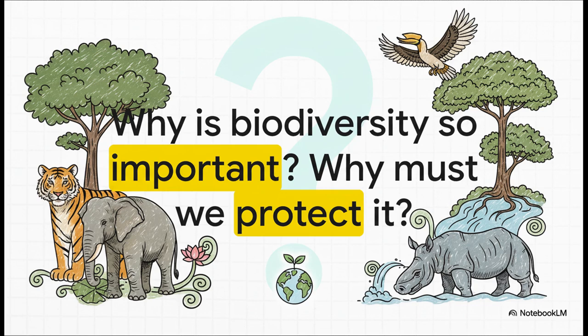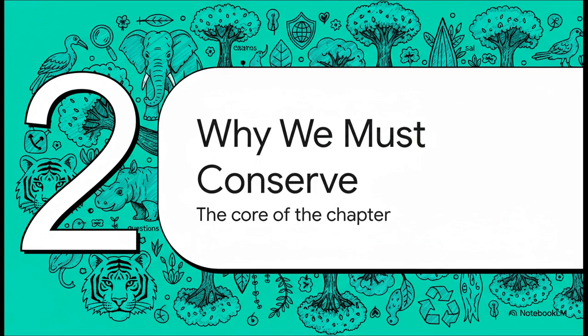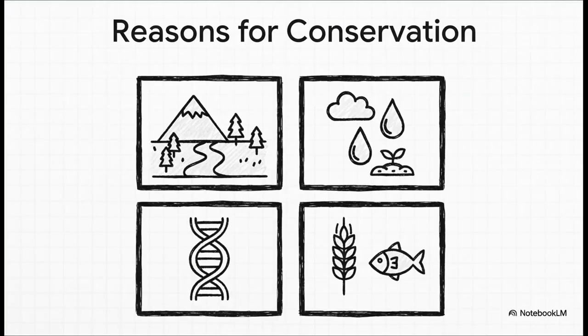So, this brings up a really important question, doesn't it? We know what biodiversity is, but why does it matter so much? Why do we have an entire chapter about protecting it? Let's find out. And that brings us to the real heart of this chapter. Understanding why we need to conserve this is absolutely crucial. You will very often find a question on this exact topic in your exam paper. Please pay very close attention to this. These are the main points you need to remember.